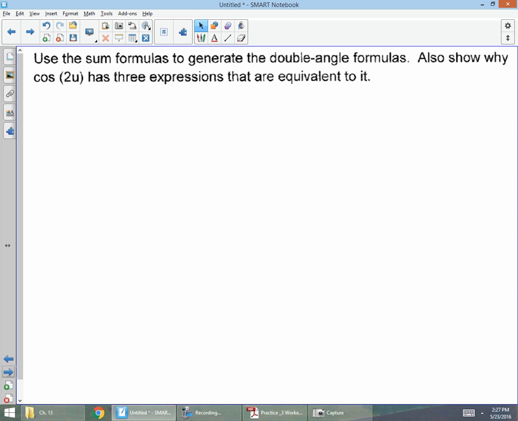I'm going to skip to this one. Okay, so this is a big part of what we're going to do on the test. Use the sum formulas to generate the double angle formulas, just like we practiced. Also show why the cosine of 2u has 3 expressions that are equivalent, which is going to lead us back to that question that we were just working on. Okay, so let's just get started.